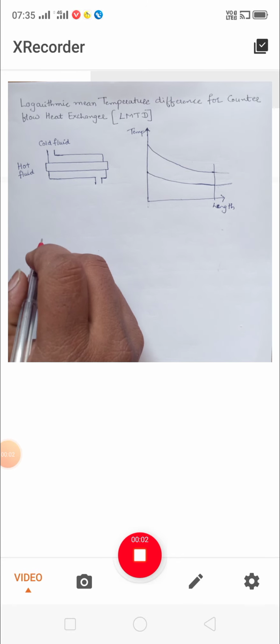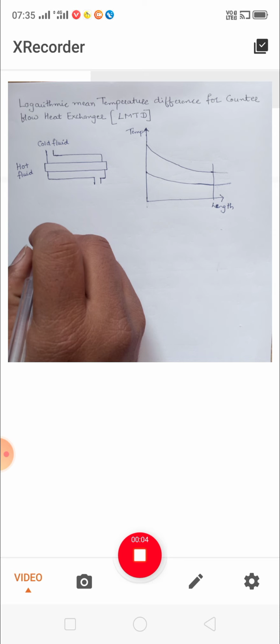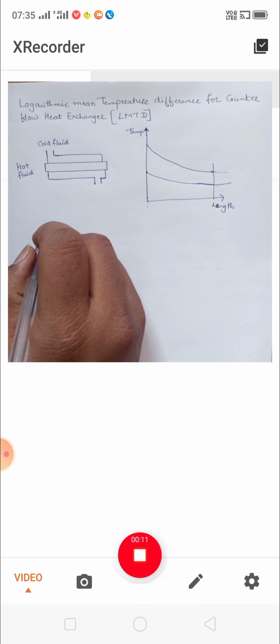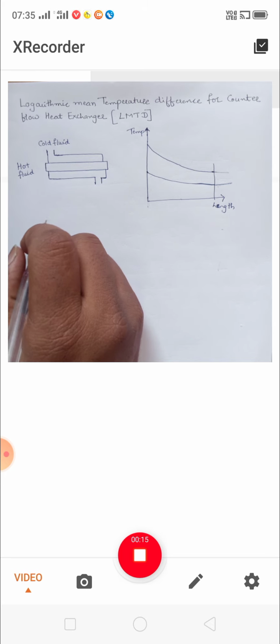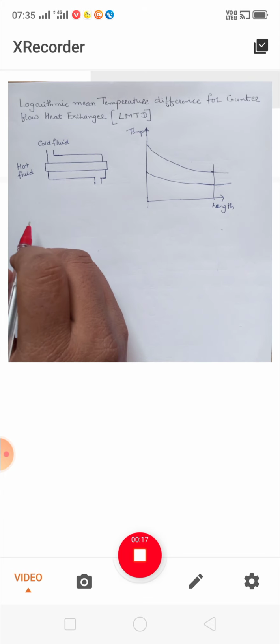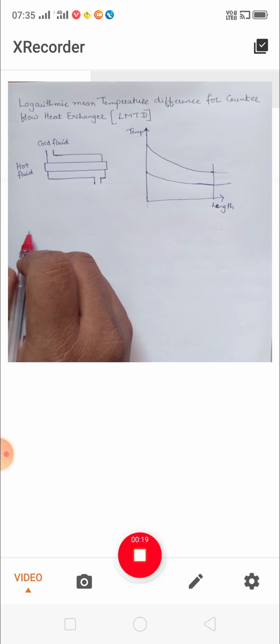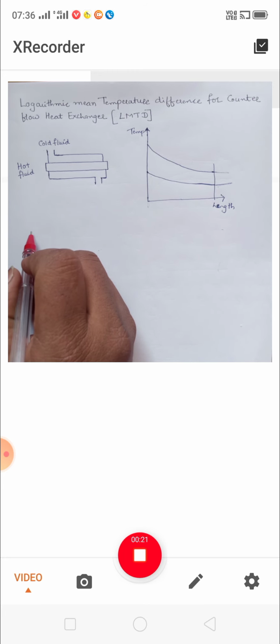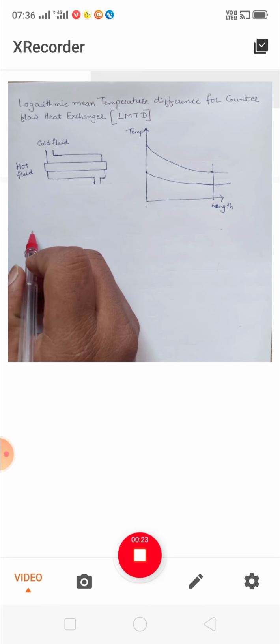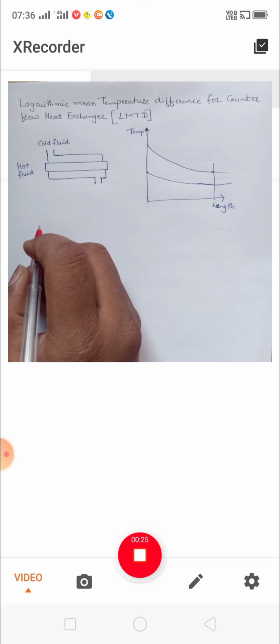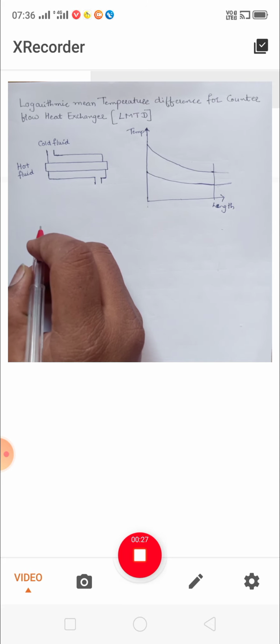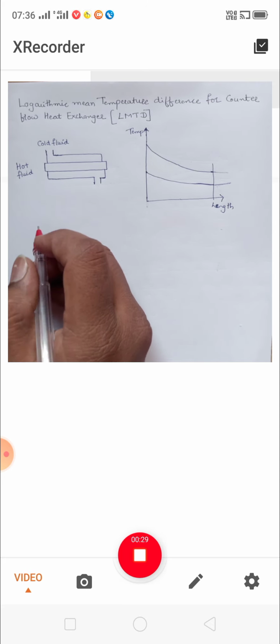In today's class, we will study the logarithmic mean temperature difference for the counterflow heat exchanger. In short form, it is called LMTD. In yesterday's class, we studied the logarithmic mean temperature difference for the parallel flow heat exchanger. So today we will write the LMTD equation for the counterflow heat exchanger.